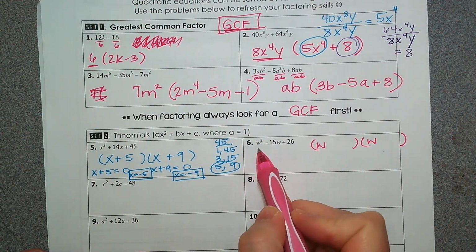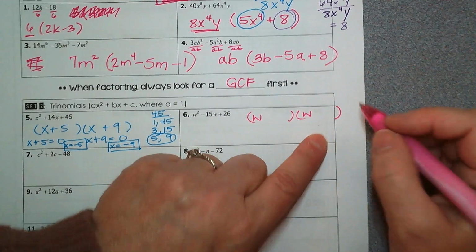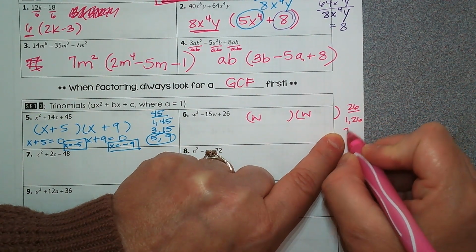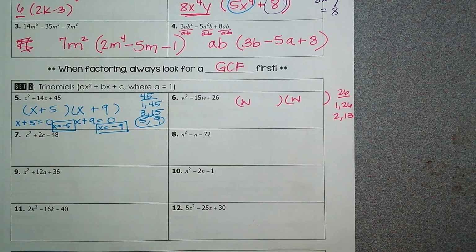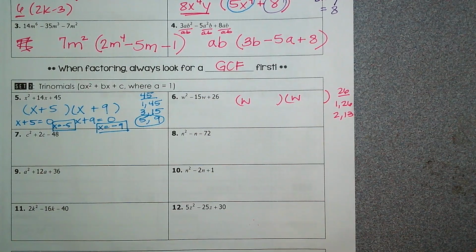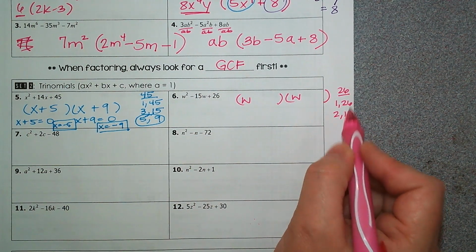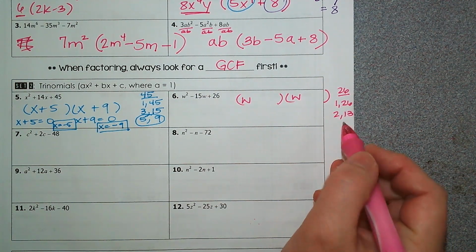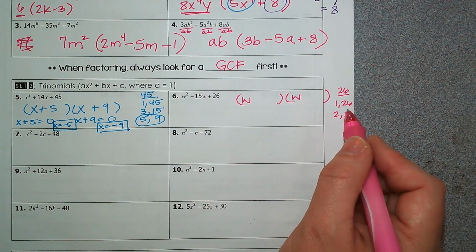I know w times w is going to give me w squared. What can I multiply to get 26 and add to get -15? List the factors of 26 for your possibilities. These 2 factors have to multiply to give me 26 and add to give me -15. So what are my possibilities? It's going to be 2 and 13 because 26 and 1, you cannot add or subtract those to get -15.